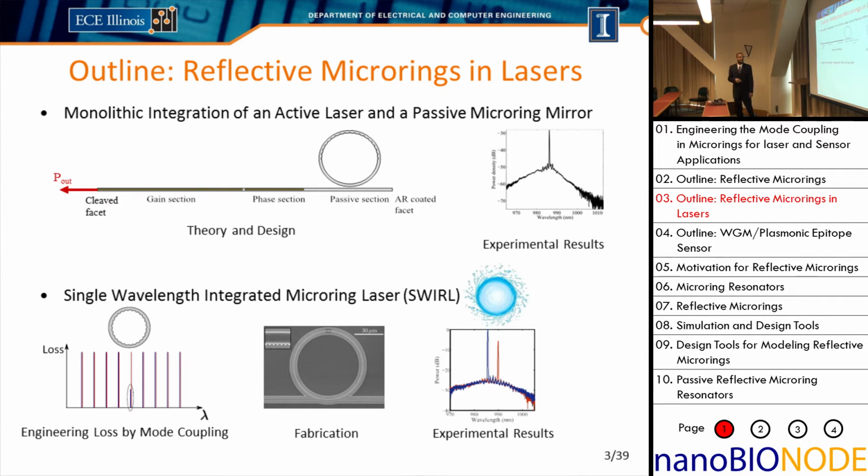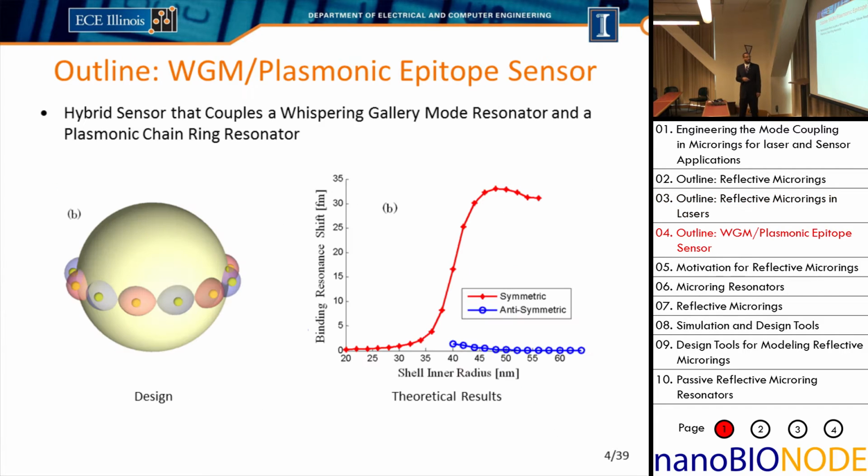I'll then get into our work in single wavelength integrated microring lasers. It's nice to have good acronyms, so we call this device the SWIRL, single wavelength integrated ring laser. I'll talk about how we can engineer the loss of the different modes based on mode coupling, and then show some fabrication results and experimental results about how we can choose the specific resonance, the specific azimuthal order of the resonance for lasing.